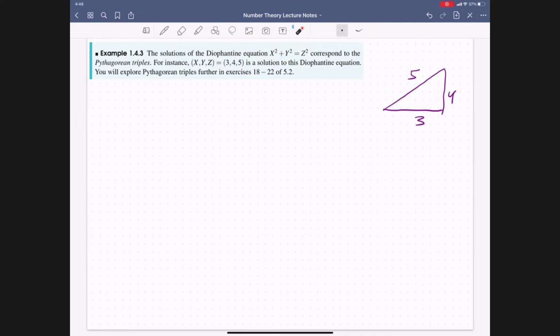And in the homework, exercises 18 to 22 of 5.2, you will be investigating Pythagorean triples further. And one of the questions that we will be focusing on later in the term is the question, are there infinitely many Pythagorean triples? And I'll come back to that in just a moment.